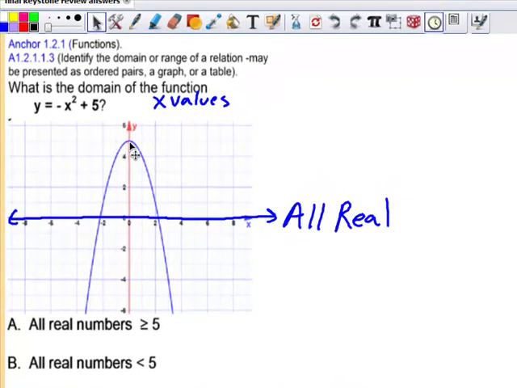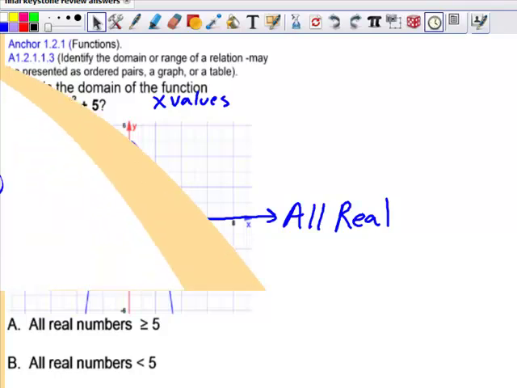If they ask for the range, my biggest outcome, my largest outcome is 5. Every outcome, every y value is below 5. So in this case, they ask for domain, answer D.